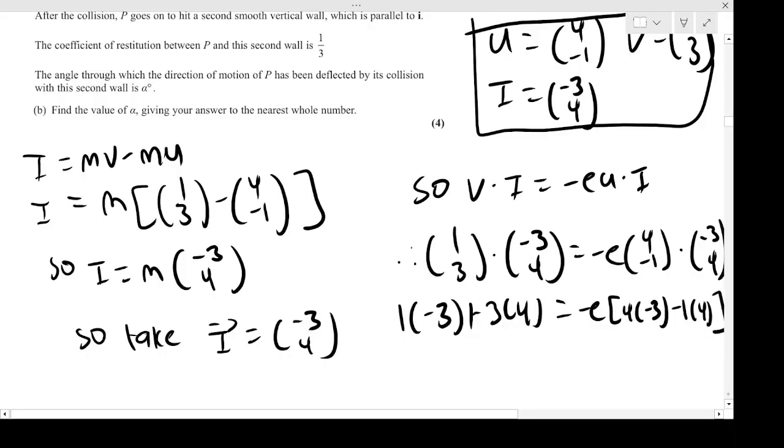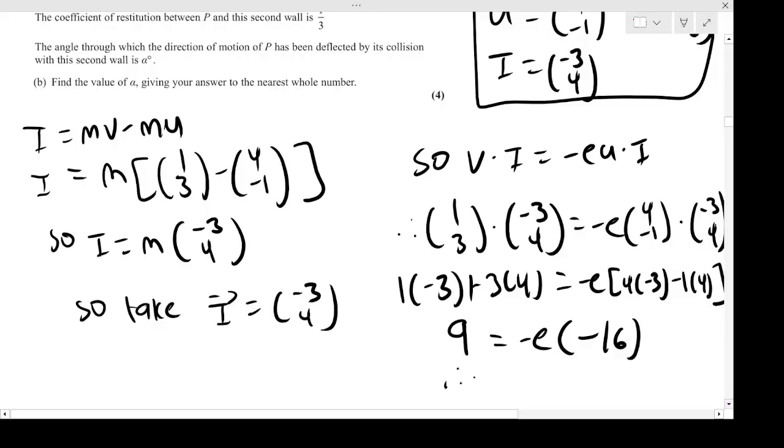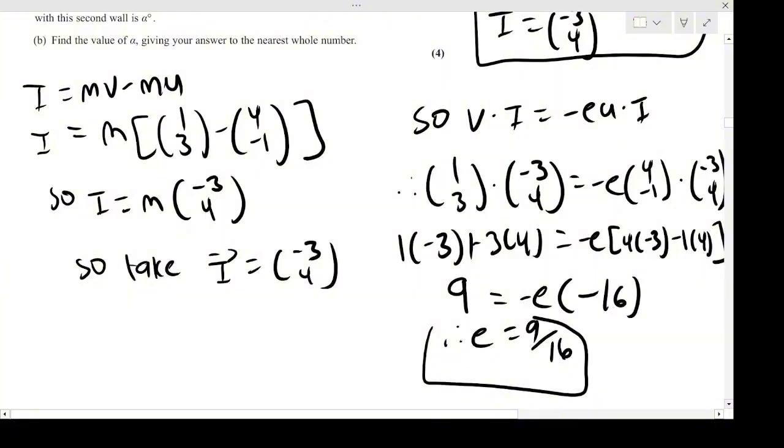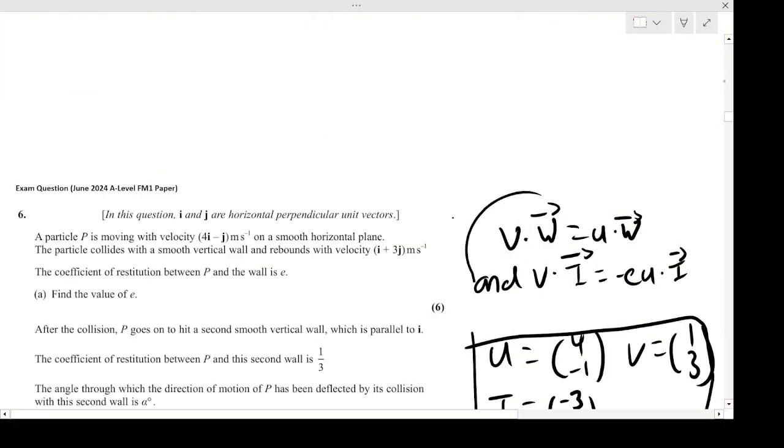And so we simplify all of this. We're going to get minus 3 plus 12, which is 9. That's going to be minus e lots of minus 16, I believe. So therefore e has to be 9/16, and that is my coefficient of restitution there. So there we are. I can just apply the standard formula which I've looked at previously to work out the information there.